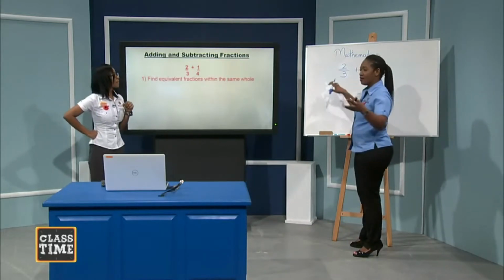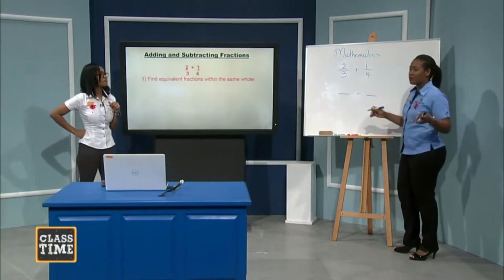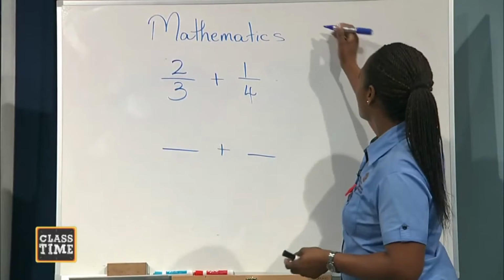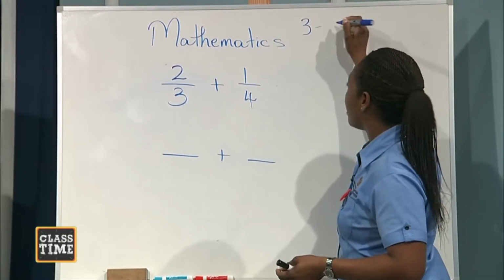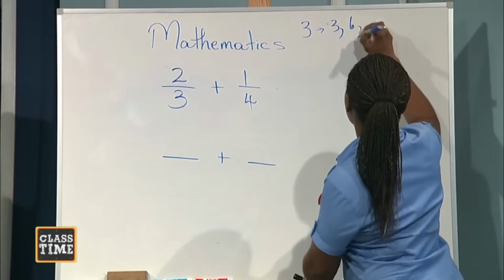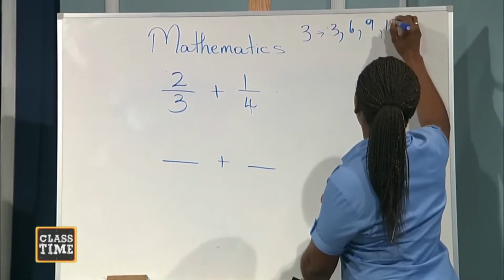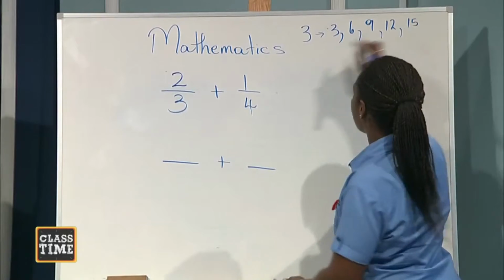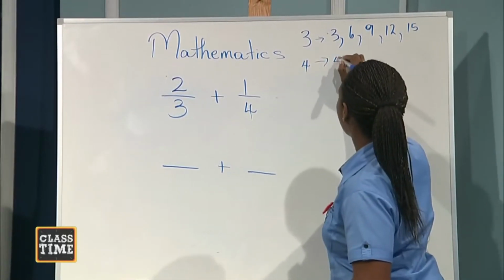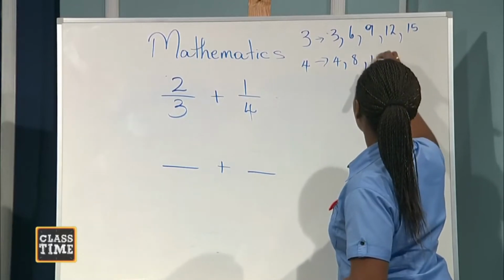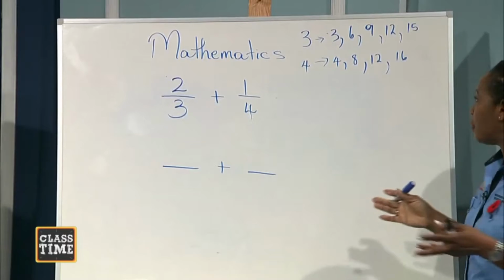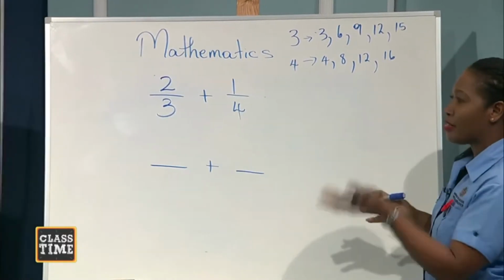So now if you are doing this for the first time, you can list them, or you may really just know them. If you look at the multiples of 3, we start with 3, then we have 6, 9, 12, 15. We're just going to stop there for now. Then you look at multiples of 4, starting with 4, 8, 12, 16. So what is the lowest common multiple for 4 and 3?